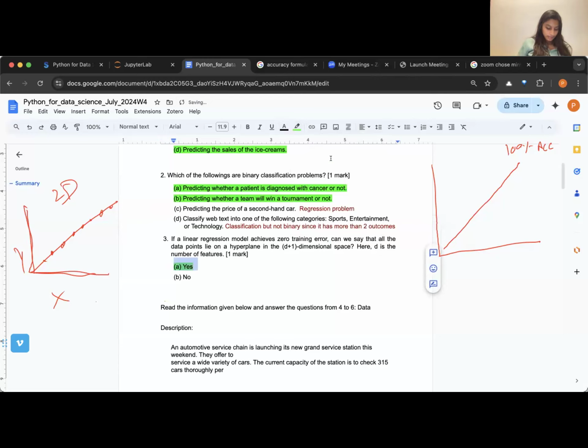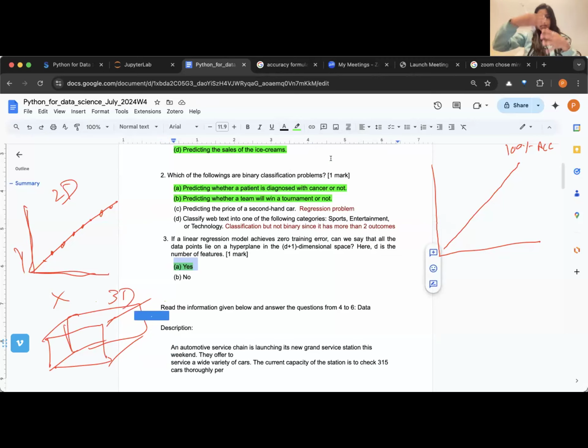In the case of a three-dimensional object, let's say you have a cardboard box. You have a 3D object. In this case, your hyperplane would be one side of the cardboard box, like you just cut this part out. That will be your hyperplane. So for a 2D object, a line is the hyperplane. For a 3D object, one whole side is the hyperplane. So you think about it: 100% accuracy, all data points will fall on the line. So yes, this answer is true.